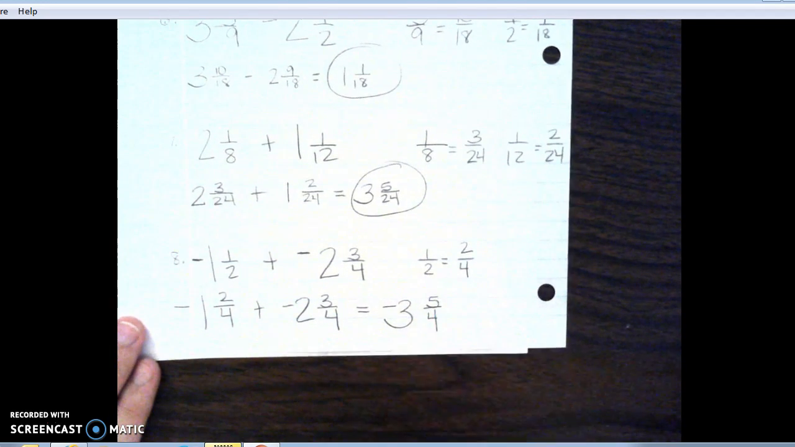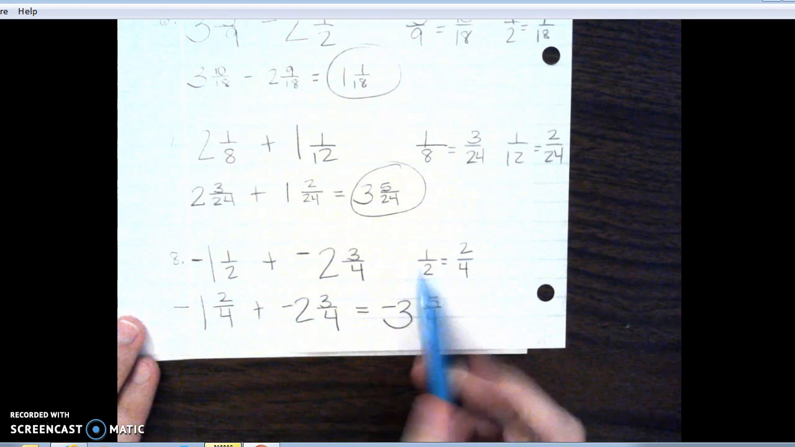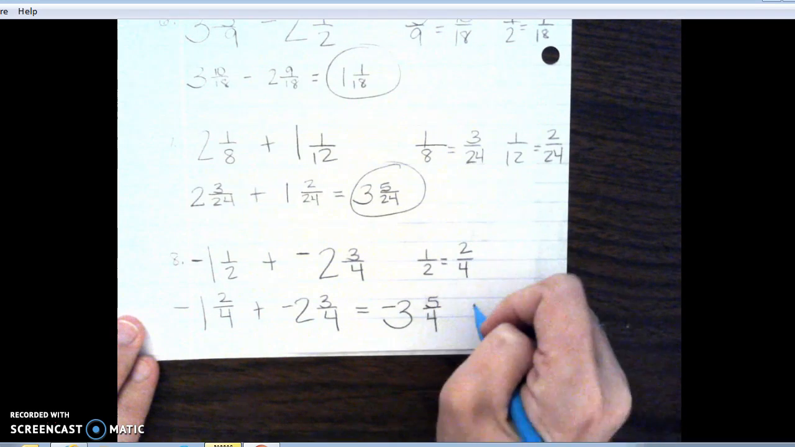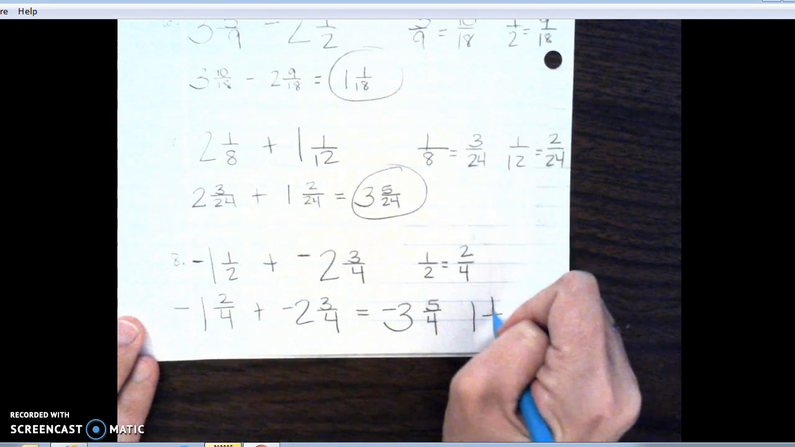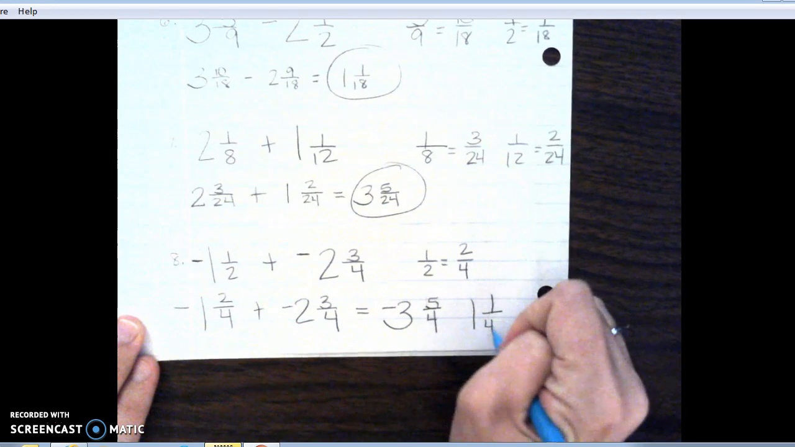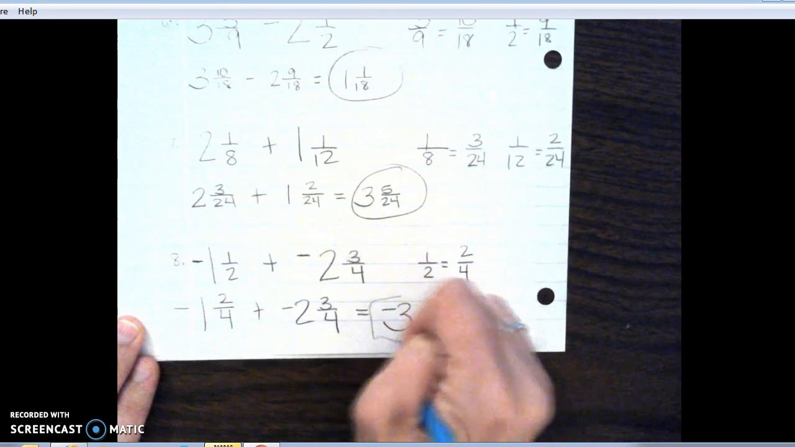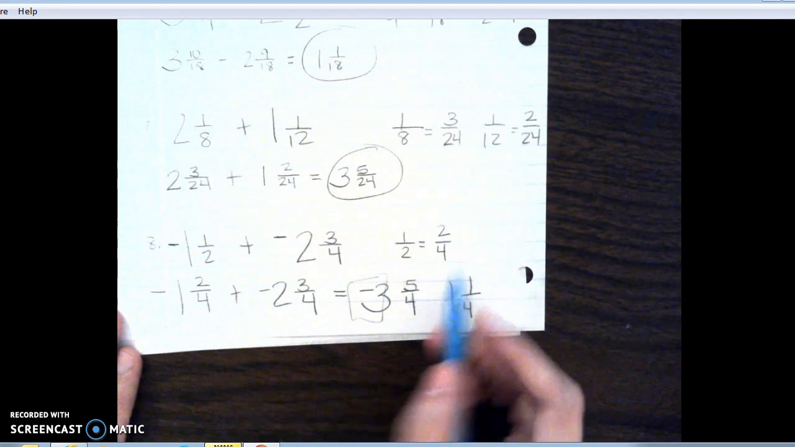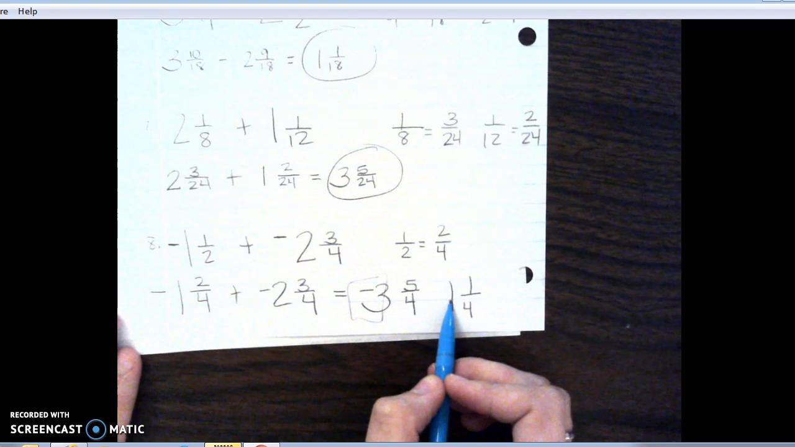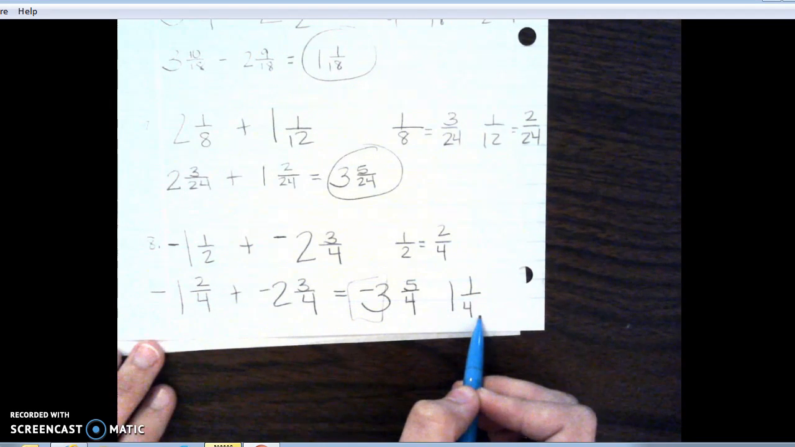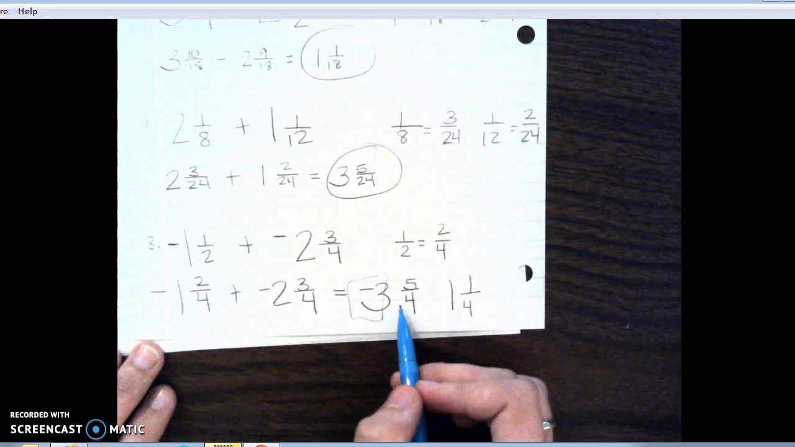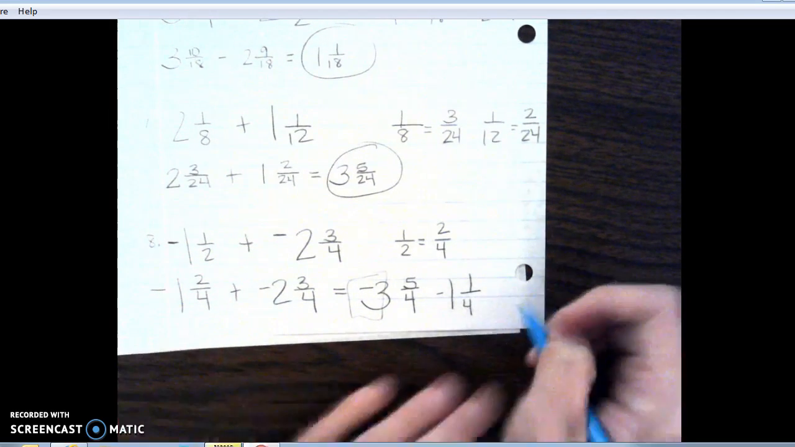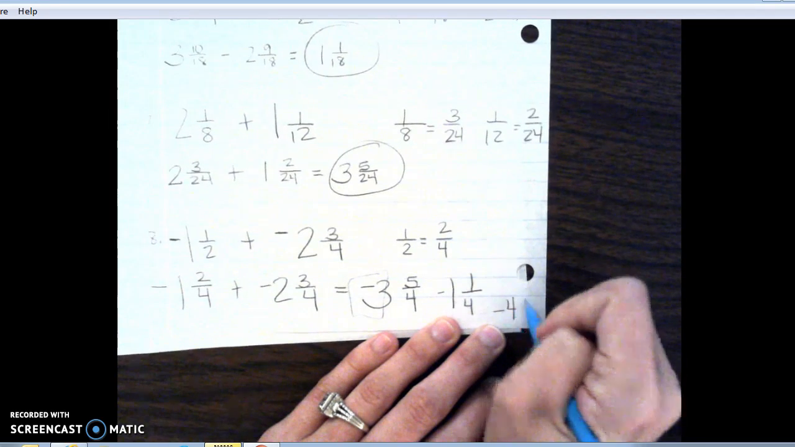Keep the denominator. From there, this is improper. So 4 goes into 5 one time with 1 left over. Keep the denominator. And I haven't done anything with this 3 yet, so now I have to add negative 3 with this negative 1 and 1/4. And the reason I'm calling it negative is because this whole fraction was negative. So that's going to make negative 4 and 1/4.